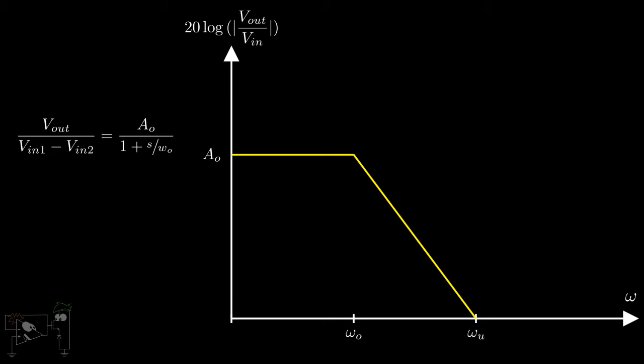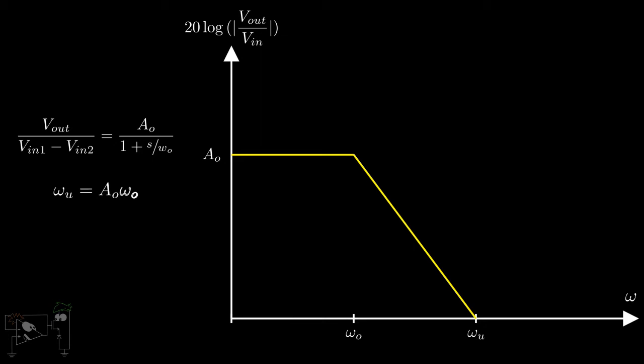This frequency is called the unity gain bandwidth of the op-amp and has a value of A naught into omega naught. That is, the unity gain bandwidth is the DC gain multiplied by the cutoff frequency. Hence, it is also known as the gain bandwidth product. The unity gain bandwidth is typically considered as a figure of merit for an amplifier.